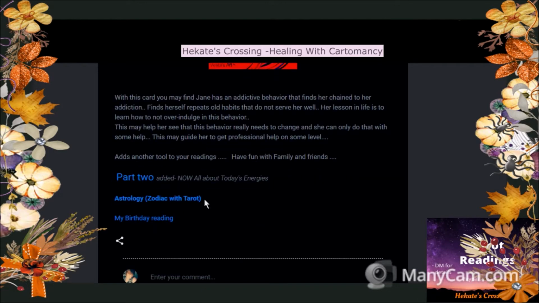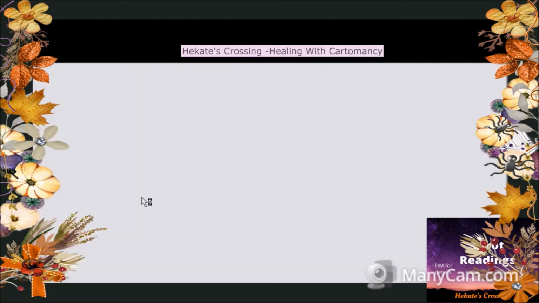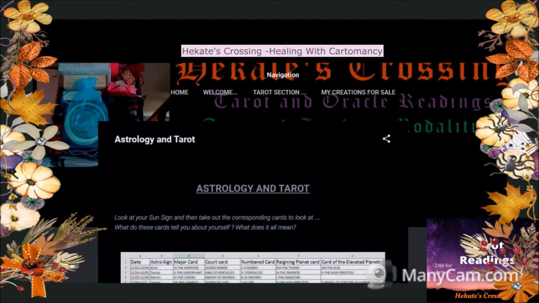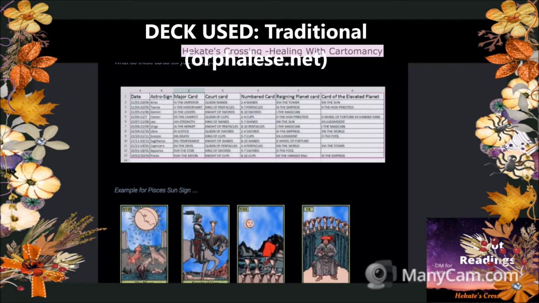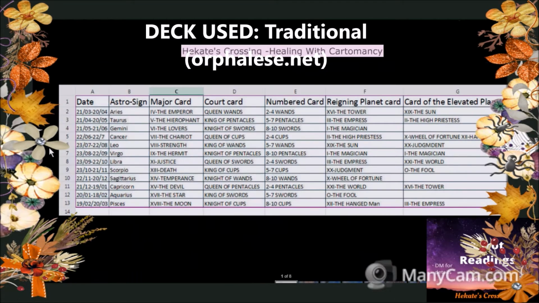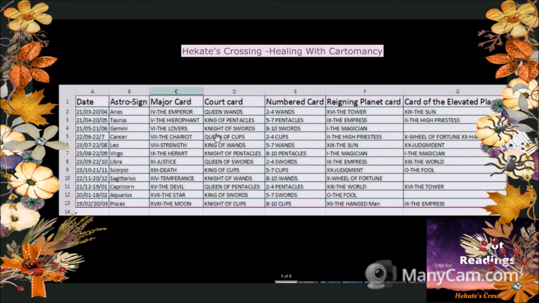Another thing you can do is look at the astrology, zodiac, birth signs. So we just go through here, and you can look at your sun sign and take out the corresponding card. So let's go to this page here. You can see, depending on what your sun sign is, what your major card will be, your court card, your numbered cards.